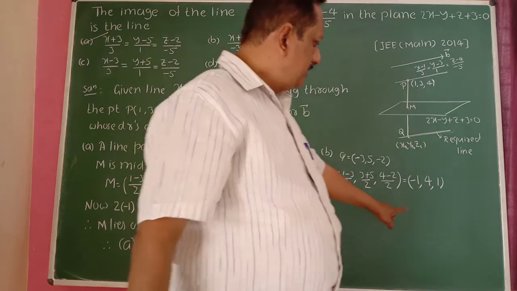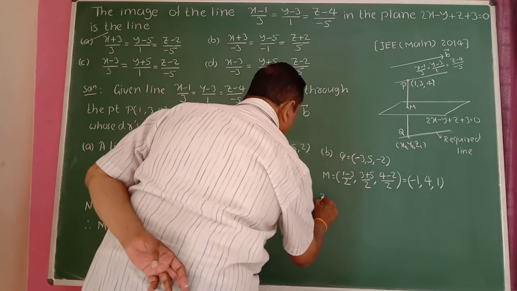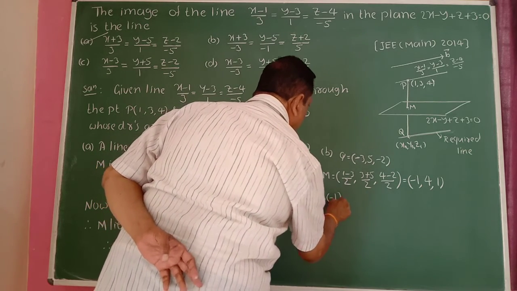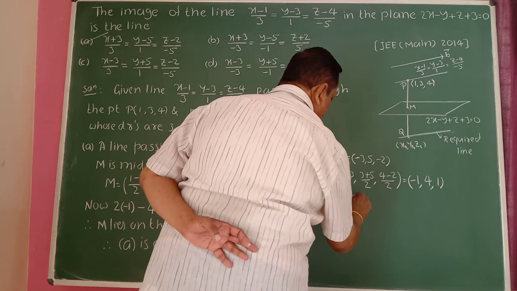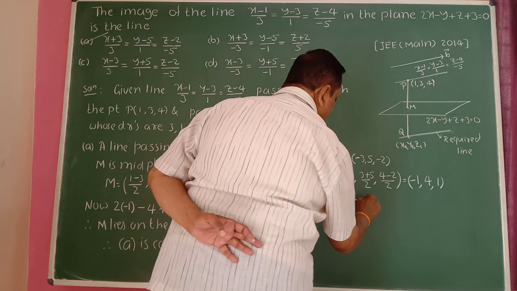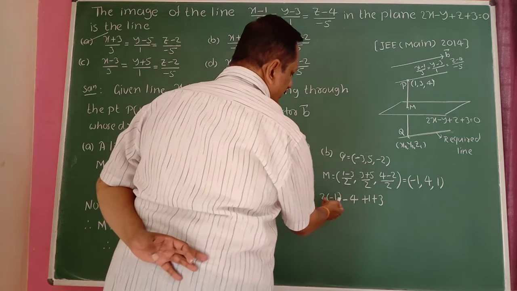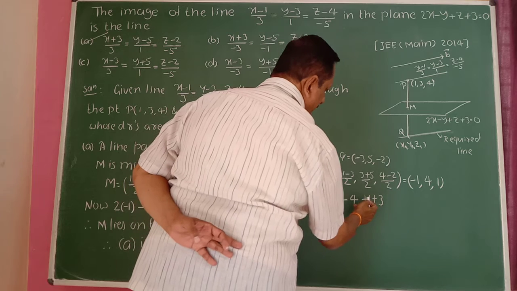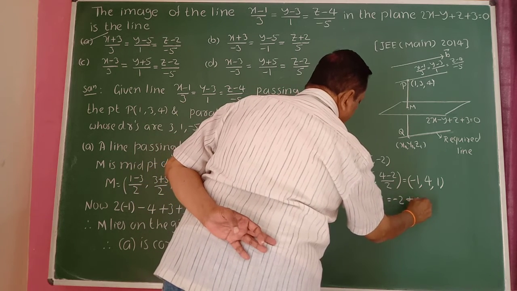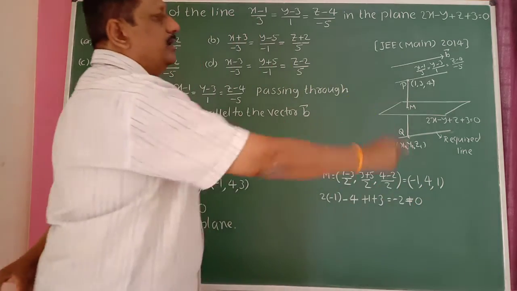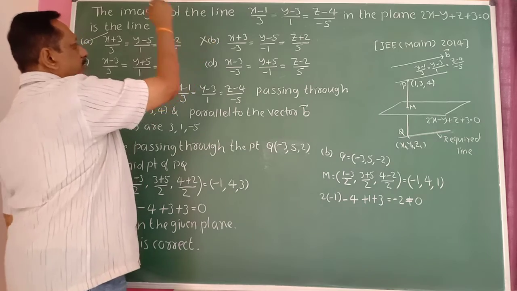So use these x, y and z values here. So 2 into minus 1, then minus the y value 4, then the z value is 1, plus 3. Then minus 2, minus 1, minus 6, then plus 4. It is minus 2, which is not equal to 0. Means this point does not lie on the plane. So the second option is wrong.